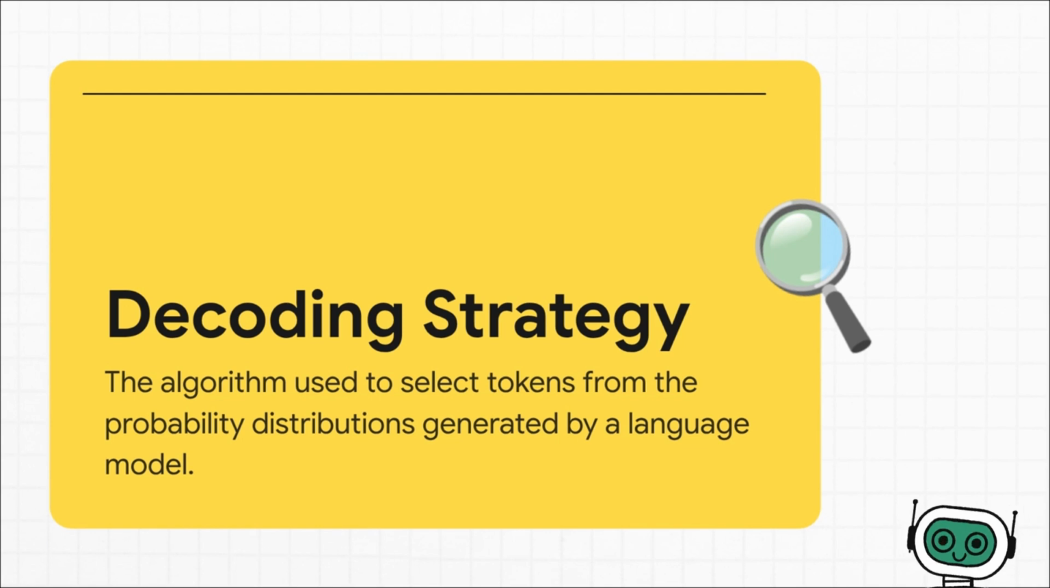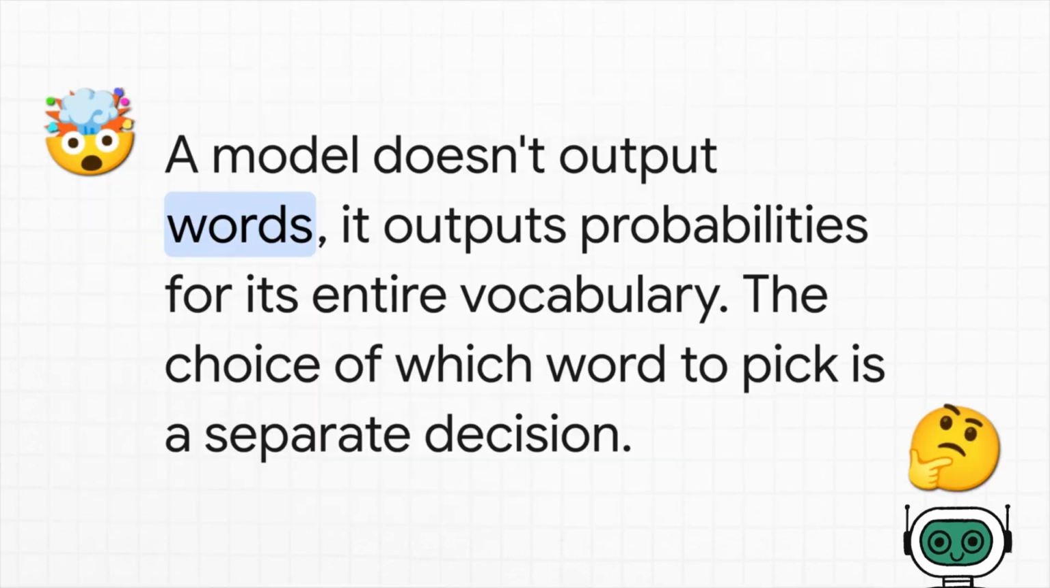Think of it as the rule book the model follows to pick word after word, turning a bunch of raw numbers into something we can actually read. And here is the fundamental problem that these strategies exist to solve. A model doesn't spit out a word. It spits out a probability score for its entire vocabulary. We're talking tens of thousands of options for every single step. The decoding strategy is the critical piece that sifts through all that noise and makes a choice.